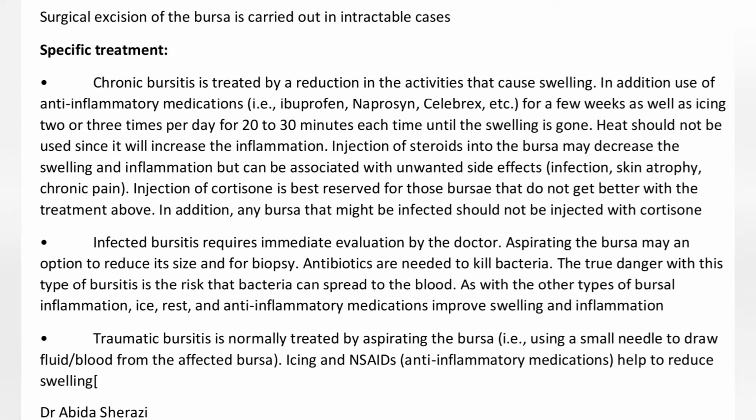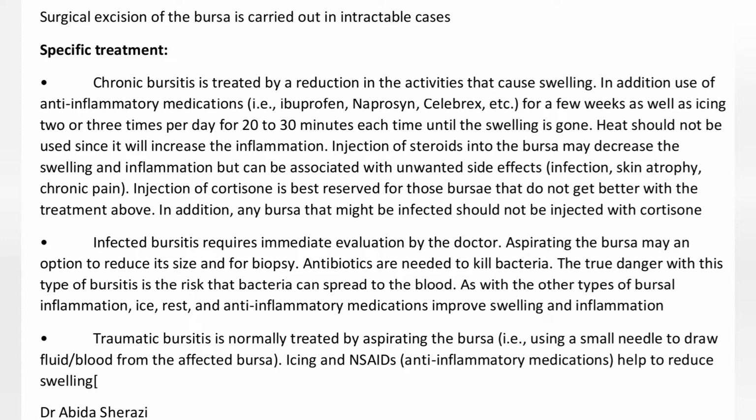Infected bursitis requires immediate evaluation by the doctor. Aspiration of the bursa may be an option to reduce the size and for biopsy. Antibiotics are needed to kill the bacteria. The true danger with this type of bursitis is the risk that bacteria can spread into the blood.